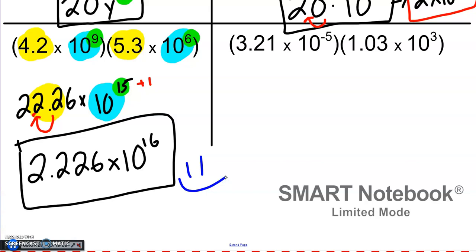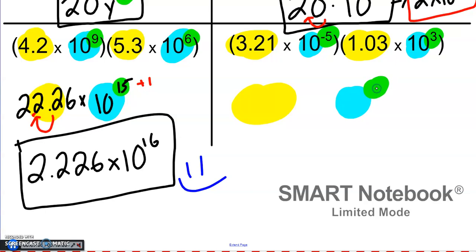We have 3.21 times 10 to the negative 5th times 1.03 times 10 to the 3rd. We're going to multiply 3.21 and 1.03 together. That's going to go right here. Then we're going to multiply our base of 10 to the negative 5th and 10 to the 3rd. That's going to go right here. And we're going to add the exponents. Let's see if we can make it fit now.